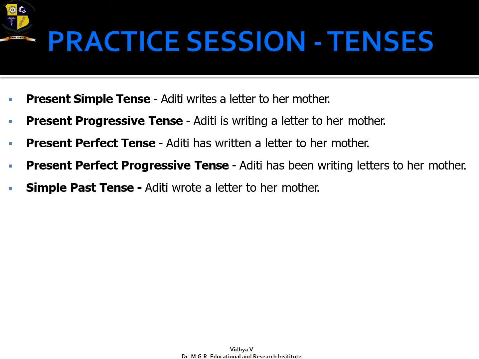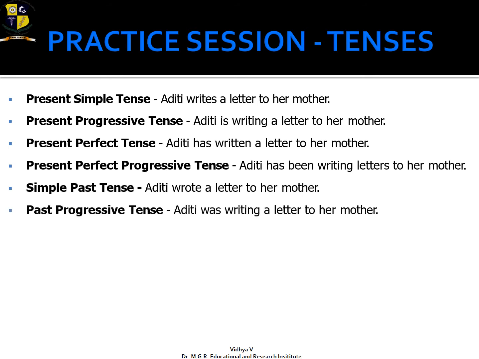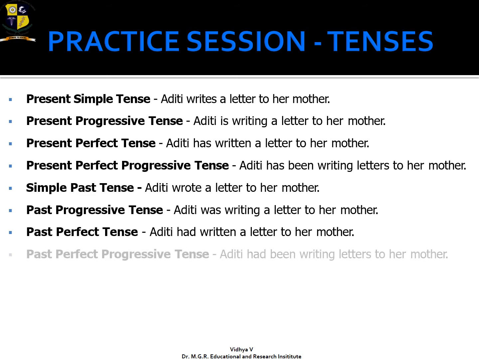Aditi wrote a letter. The past of write is wrote, so that becomes simple past tense. Aditi was writing: you're adding was and ing, so this indicates it's past progressive or past continuous. Next, past perfect is had written. Aditi had written a letter to her mother.